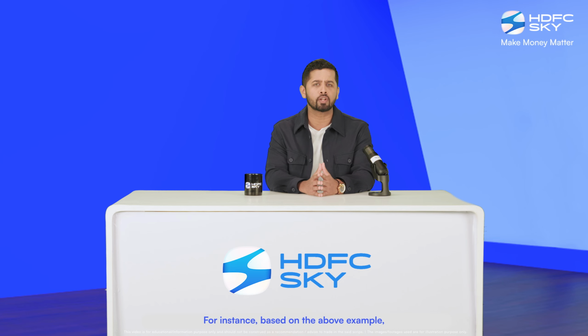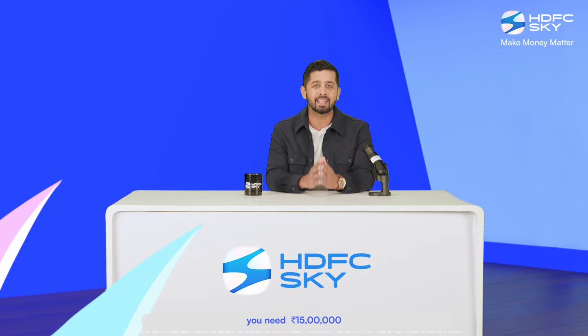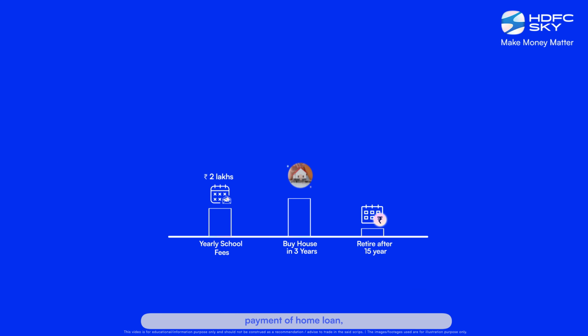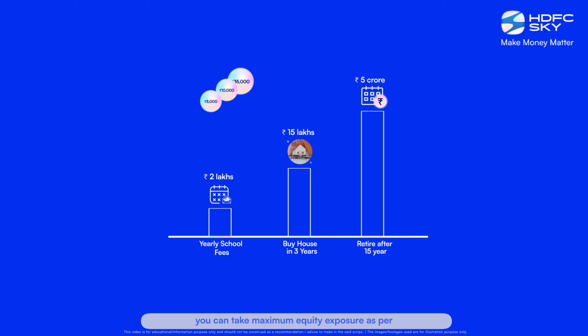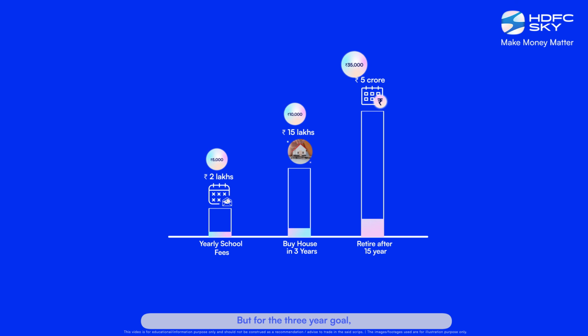For instance, based on the above example, you need 15 lakh rupees in 3 years for the down payment of a home loan, but 5 crore rupees in 15 years. A simple difference in the two portfolios will be that for the 15-year goal, you can take maximum equity exposure as per your risk profile, but for the 3-year goal, you may need a lower exposure than that.